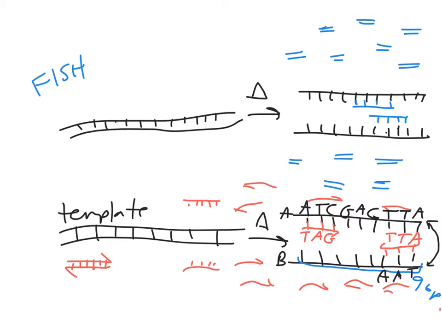Okay, so here's a great example. Will a primer with the sequence TAG ever base pair with a primer with the sequence TTA? Are they complementary? No, so they won't base pair. So this is a big difference between fluorescence in situ hybridization and PCR. In FISH, both of the strands of the probe will base pair with each other when you cool the mixture down. In PCR, that typically doesn't happen.